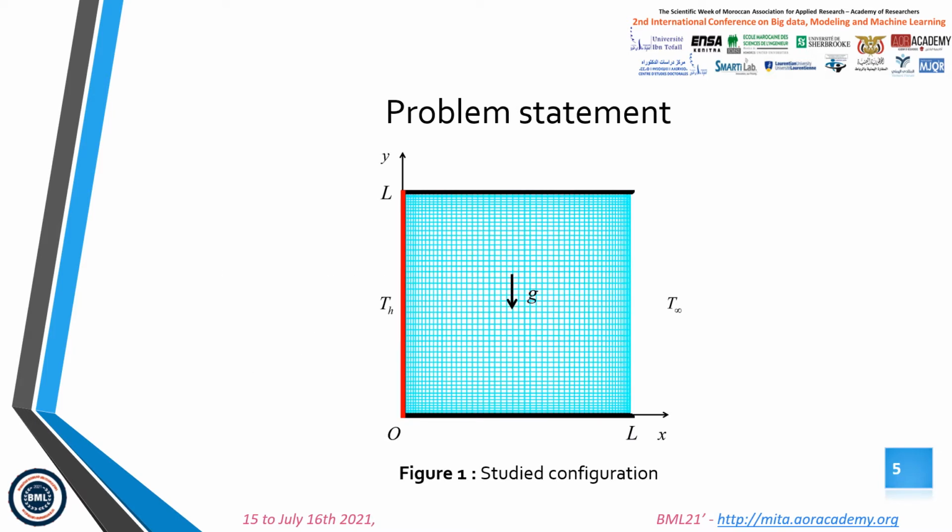The studied configuration is represented in Figure 1. It's a two-dimensional square cavity opened on the right side and filled with air. The cavity is heated via its vertical wall, which is considered isothermal at temperature Th, while the rest of the walls is kept adiabatic. Beyond the opening, the ambient air is considered isothermal at temperature T infinity.